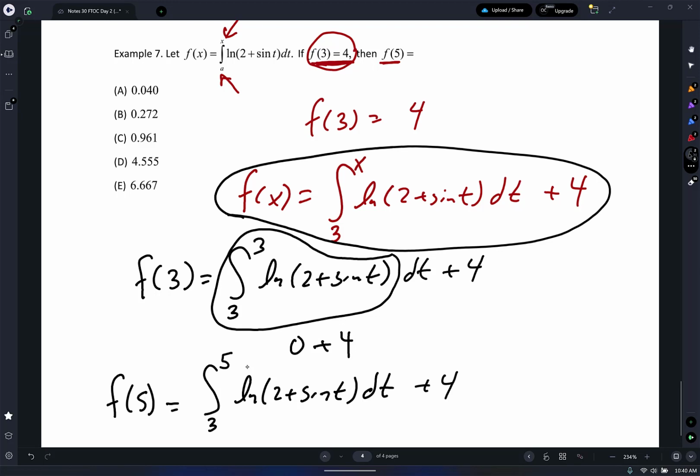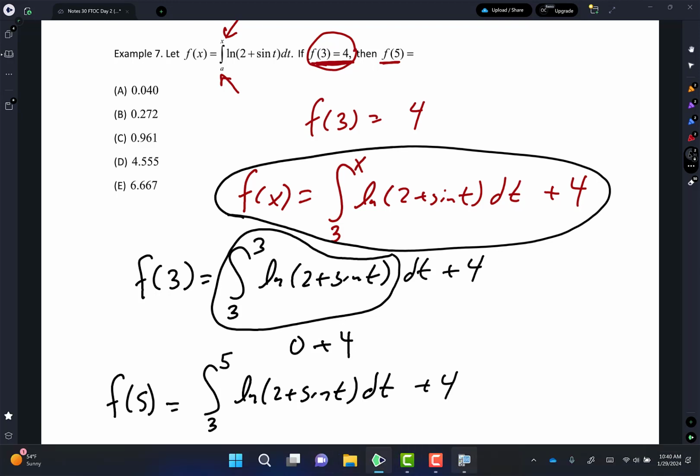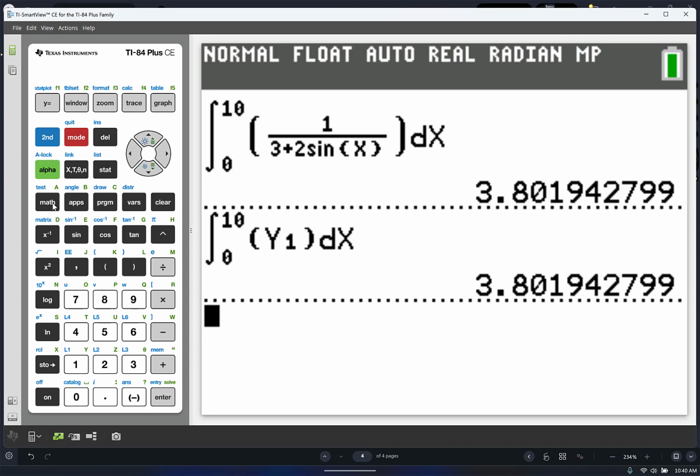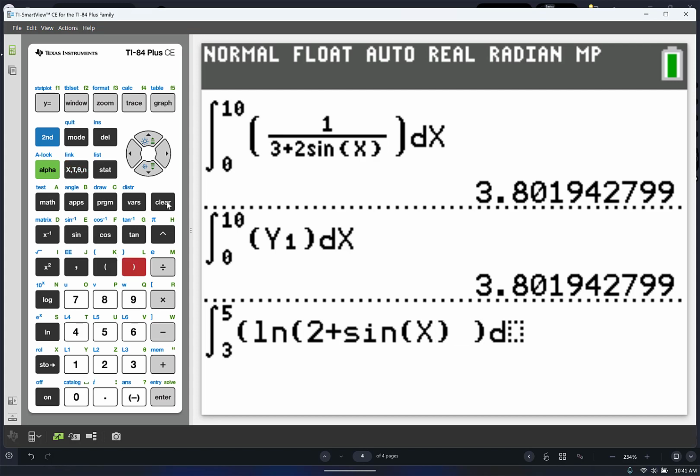So here we go. I'm just going to type in f of 5, 3 to 5, ln of that. So let's see if I can remember. I'm running on fumes here. Math 9. I already forgot. What was the limits? 3 to 5. My short-term memory gets really bad when I get no sleep. ln 2 plus, it's still inside the parentheses, sine x close, and then x here plus 4. I remember that.